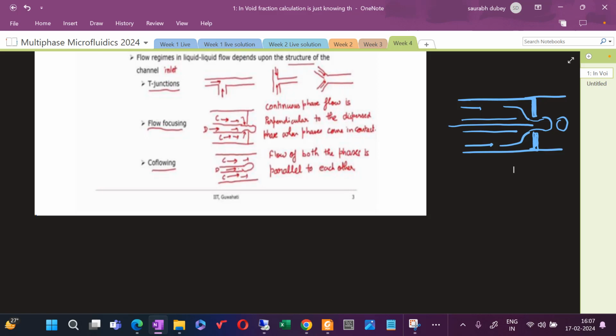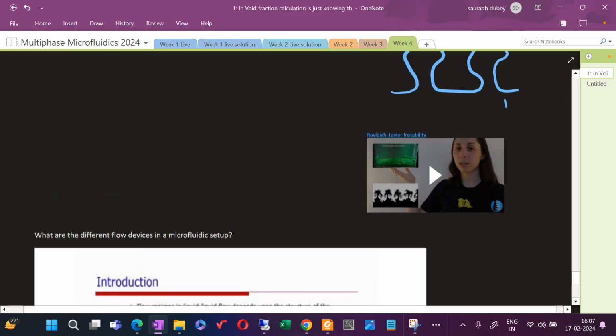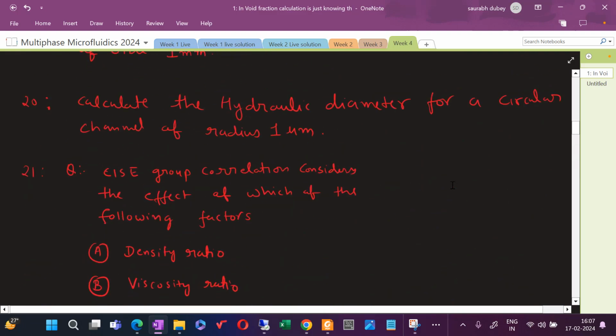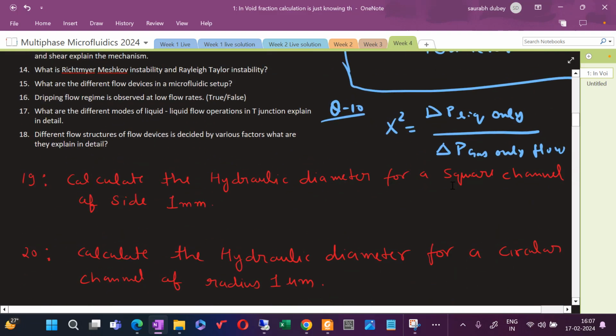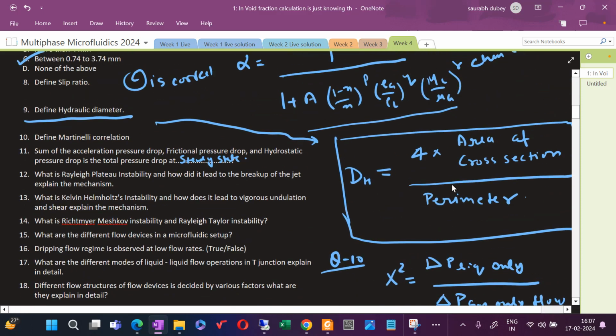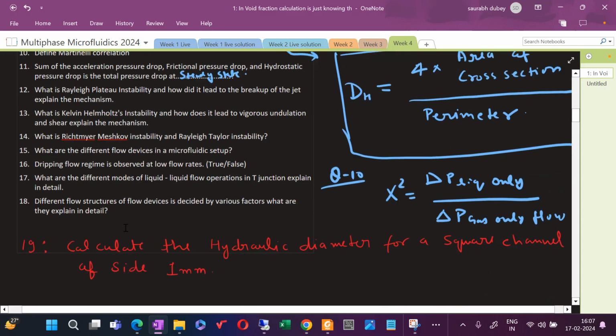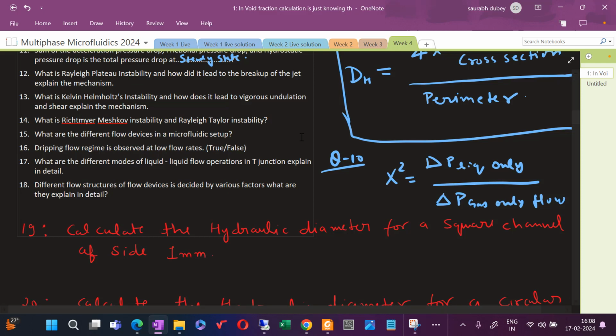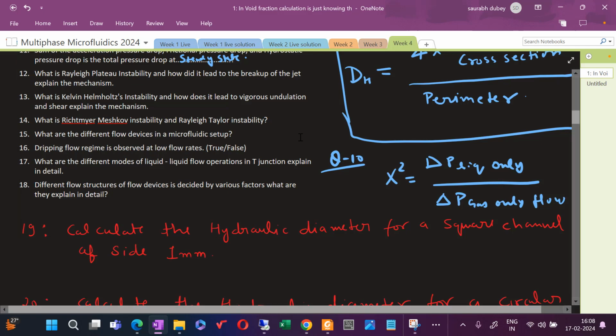And there are three modes of operation in the T junction. About that also there is a question: what are the different modes of operation in the T junction? So we will be looking at that also. Let me see where that question is, which we have solved. What are the different flow devices? Okay, and this question 16: the dripping flow regime is observed at the low flow rate. If you remember, jetting happens at the high flow rate, and the dripping regime is observed at the low flow rate. Yes, it is observed at the low flow rate, so the answer is true.